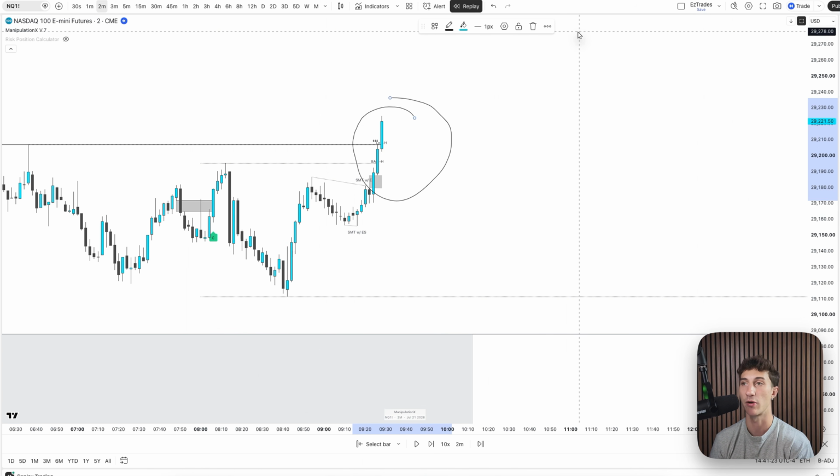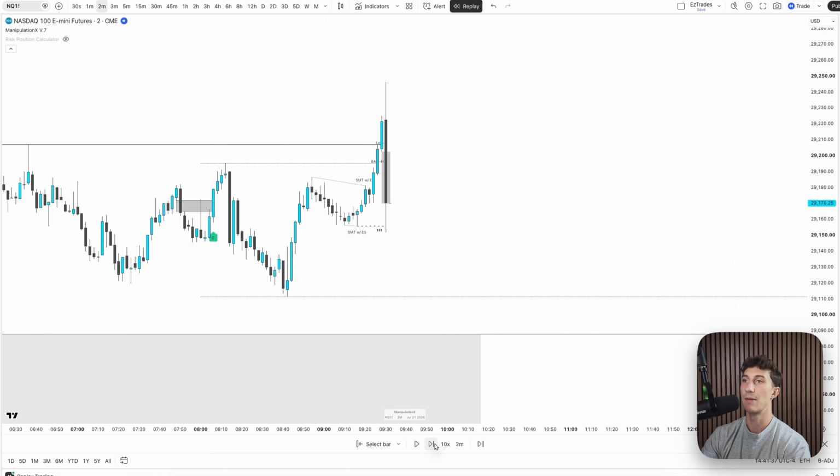Around 80% of the time over the past 6 months, when one side of the 8 a.m. range is broken, the other side gets broken as well during New York session. So do not be an opening range breakout trader and try to take longs here, okay? So at this point, I'm looking for some sort of reversal, which we get right here, okay?